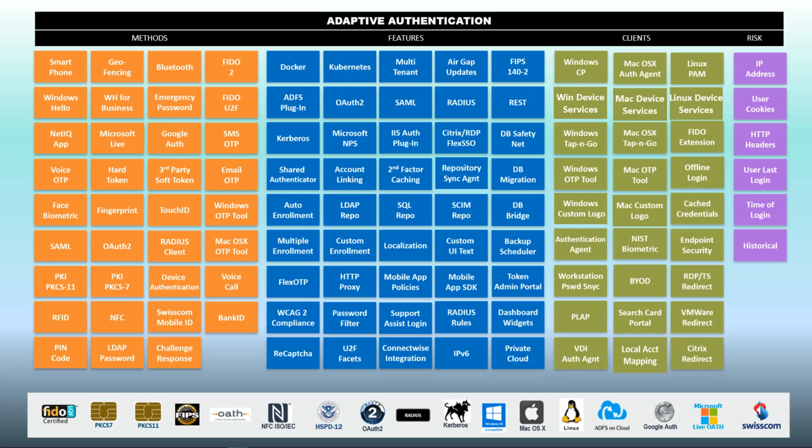The UI itself is customizable and fully localized, and we support offline cached login, enabling two-factor authentication when you're not on the network. We also support NIST biometrics, VDI, and VMware, as well as Citrix. Risk services provide another level of elevated security by having determinant factors such as IP addresses or historical use patterns or login times trigger an elevated chain of authentication.